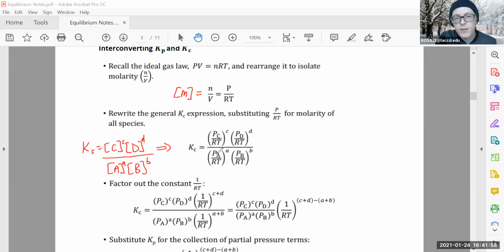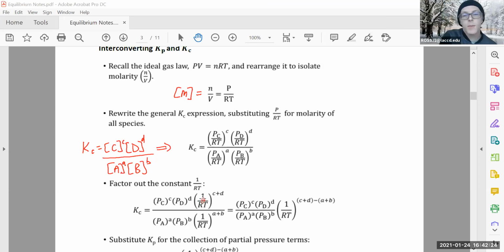And then we want to factor out this commonality, this 1 over RT, which is common to all terms. So we can just isolate the partial pressure. We factor out the partial pressure as shown here. Sorry, we isolate the partial pressure by factoring out the 1 over RT.